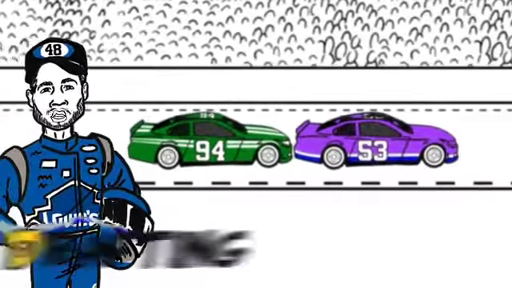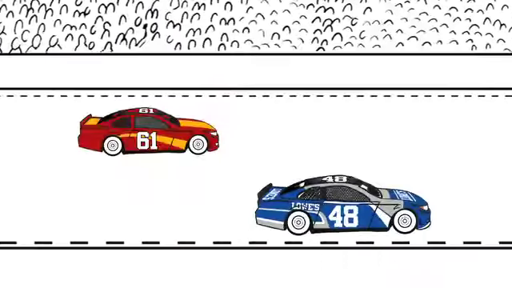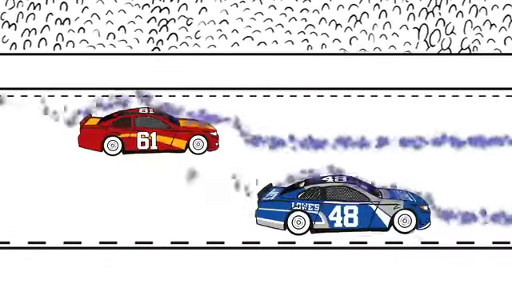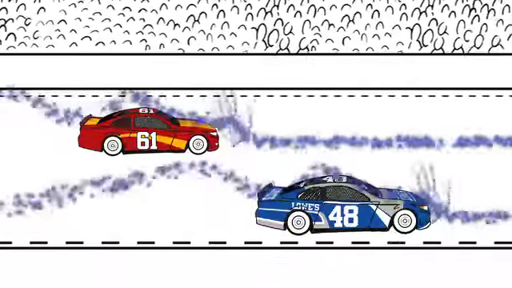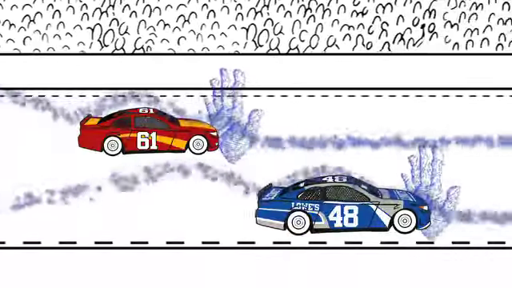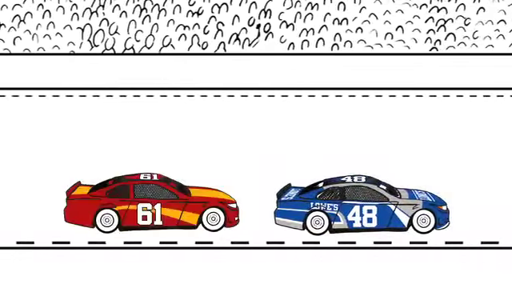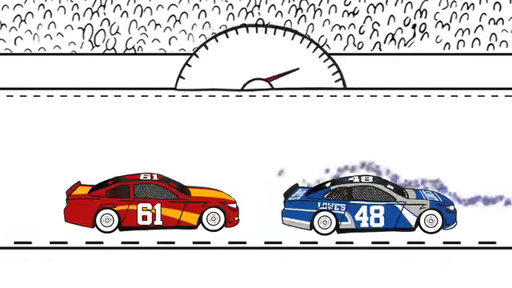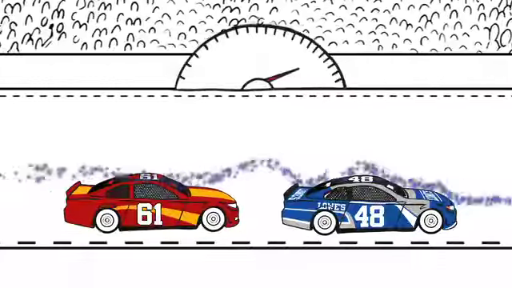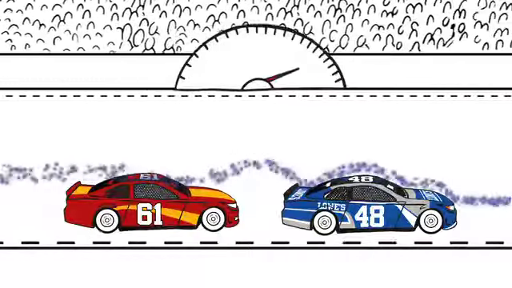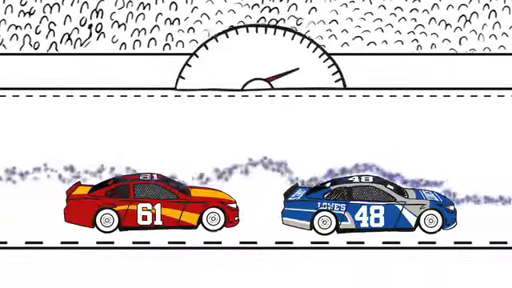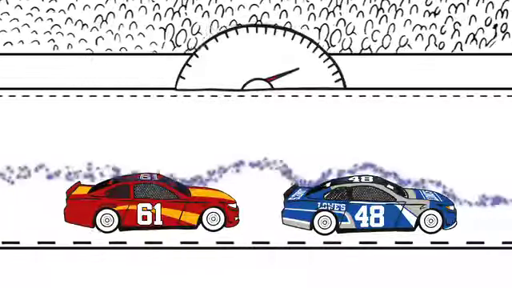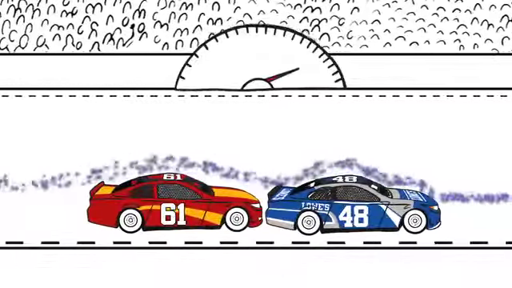The answer is drafting. When cars are spread out on the track, each car has to break through the air on its own, creating drag. When two cars are close together on the track, they're able to go faster because of drafting. The car in front breaks the air, leaving a pocket behind that the second car can drive through with much less air resistance. The pocket of broken air sucks the two cars towards each other.